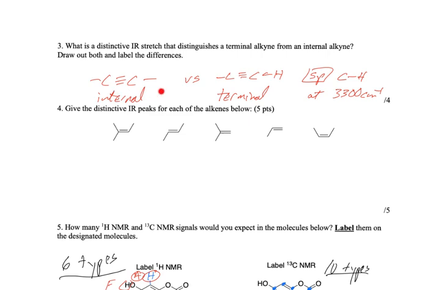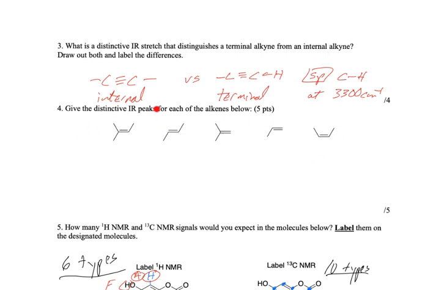How do I tell the difference between internal and terminal? How do I tell these apart? It's really based on whether or not there's a hydrogen, right? Internal alkynes don't have any carbon-hydrogen bonds. There are no sp CHs, whereas terminal ones do have sp CHs. So that's the way you tell them apart.